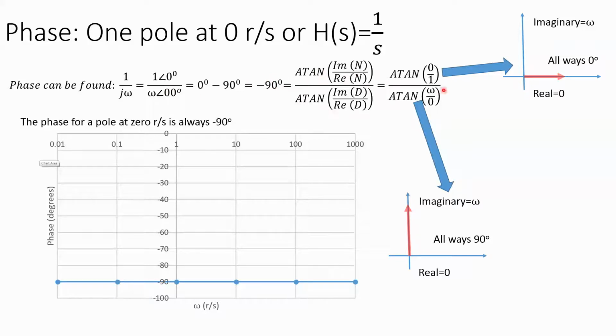Here's a more formal way of looking at it. In the numerator, I have one real component. The imaginary part is 0, so the phase is always 0. Over here we have a 0 real component, and the imaginary component is omega. It keeps increasing, but still it's always 90. So 0 minus 90 is minus 90 degrees of phase.